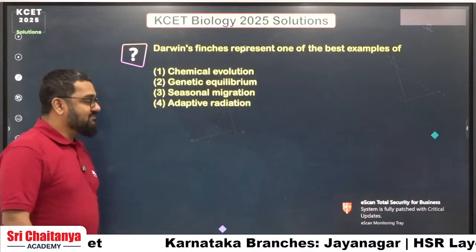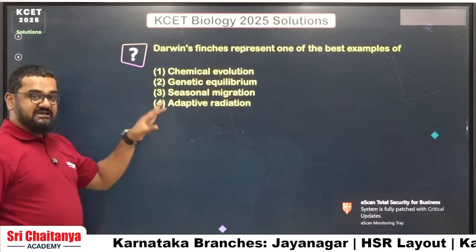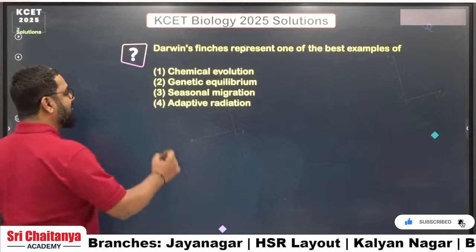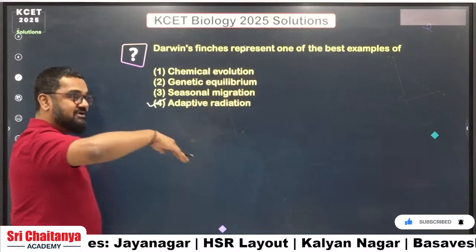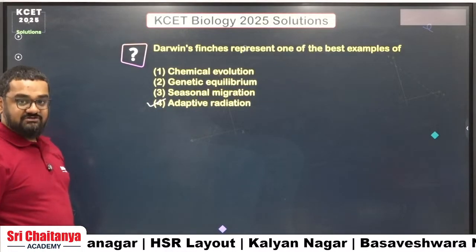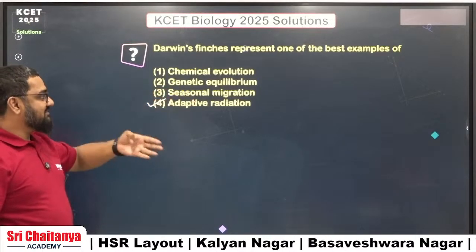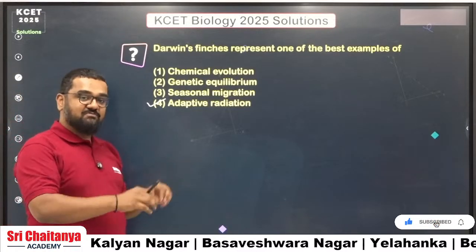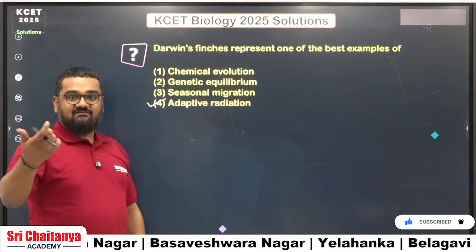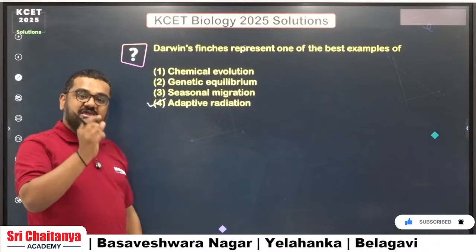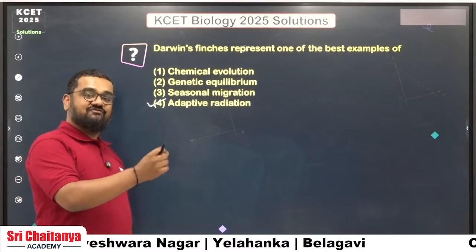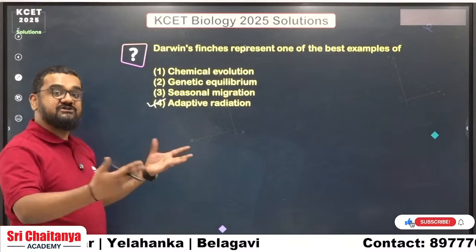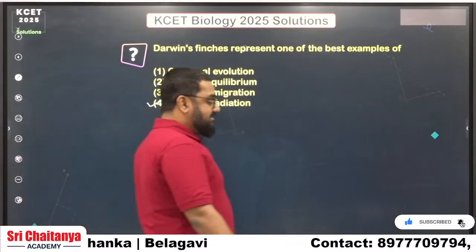Darwin's finches represent one of the best examples of, basically we use this term, Darwin's finches, to talk about adaptive radiation. It is not chemical evolution. It occurred when there was no oxygen in a reducing atmosphere. Genetic equilibrium, no. Seasonal migration, no. What did Darwin's finch do? Original seed-eating birds migrated into different islands where there were no seeds. Imagine if there were worms. Their beak shape changed to accommodate them to feed better on worms or any other material which is available there, due to which speciation occurred. So this is called adaptive radiation.